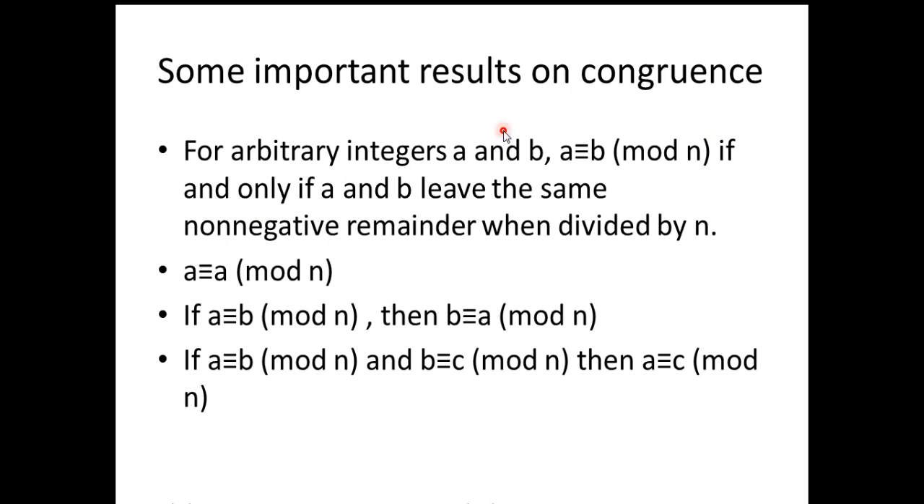Next, let us see some important results on congruence. For arbitrary integers a and b, a is congruent to b modulo n if and only if a and b leave the same non-negative remainder when divided by n. The second result says that a is congruent to itself modulo n. If a is congruent to b modulo n, then b is congruent to a modulo n. Lastly, if a is congruent to b modulo n and b is congruent to c modulo n, then a is congruent to c modulo n.